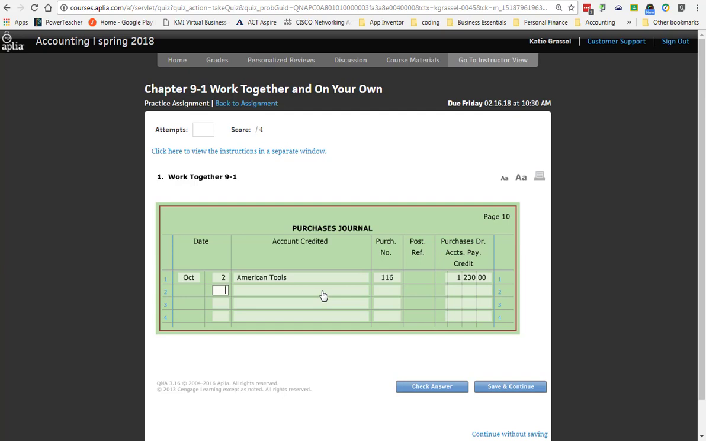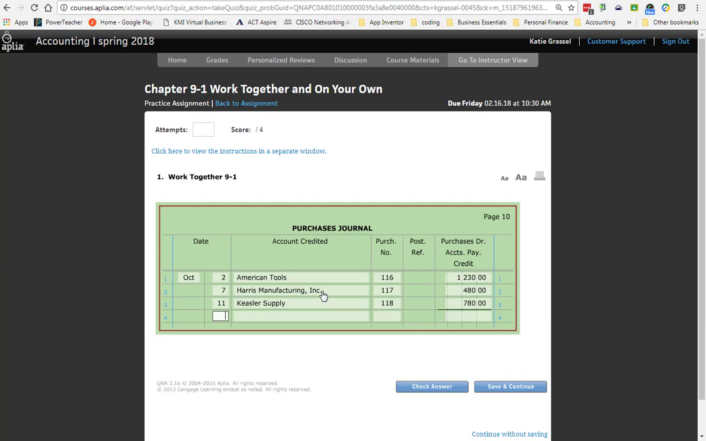Then I'd repeat and do the same thing on the 7th. Purchase merchandise on account from Harris Manufacturing. Source document is P117. And then it's for $480. You guys like this journal? No? It's pretty easy. I like it. So the 11th goes to Keesler Supply for purchase invoice number 118 for $780.